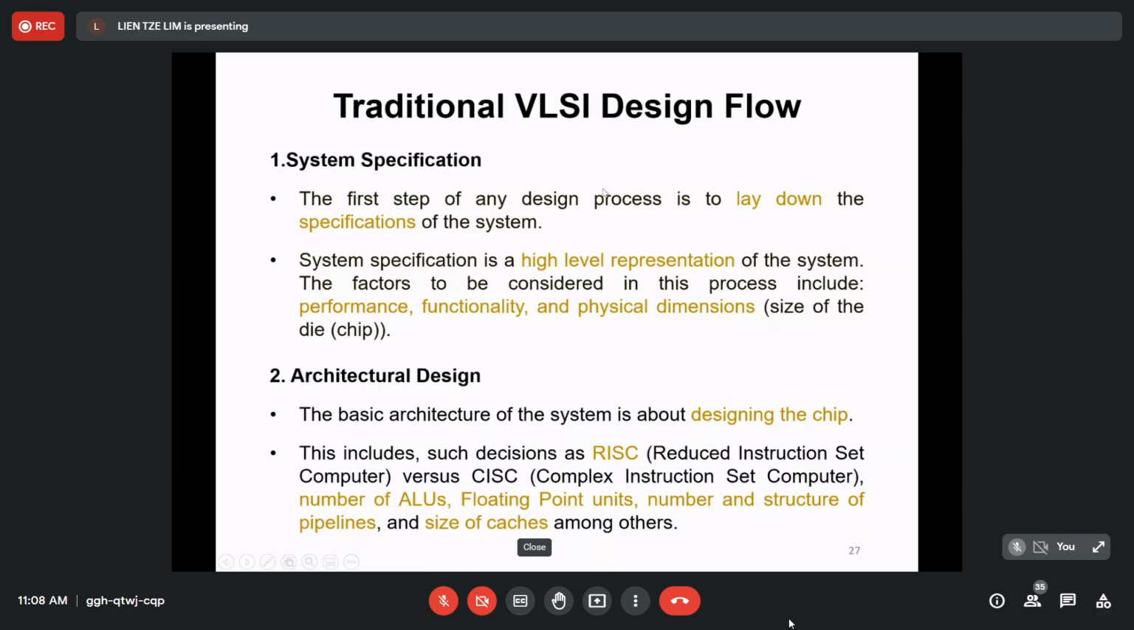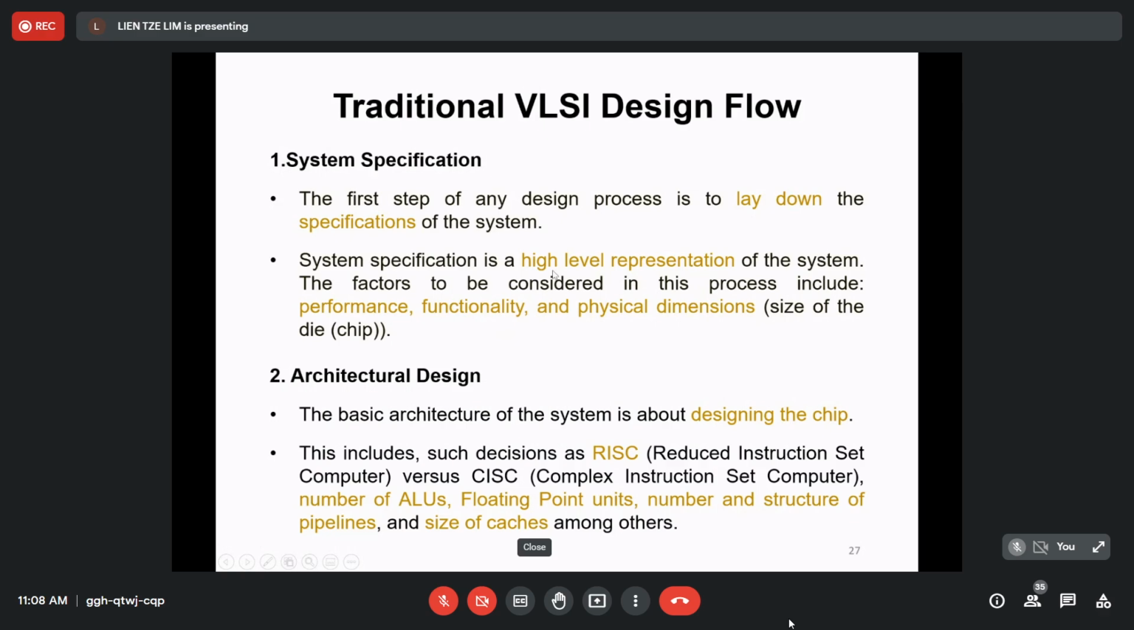Okay, here are the elaborations for each step of the VLSI design cycle. So you have to remember the first step is the IC. Okay, the system here means the IC. The system specifications must be determined first. So you see that the first step of any design process is to lay down the specifications of the system.